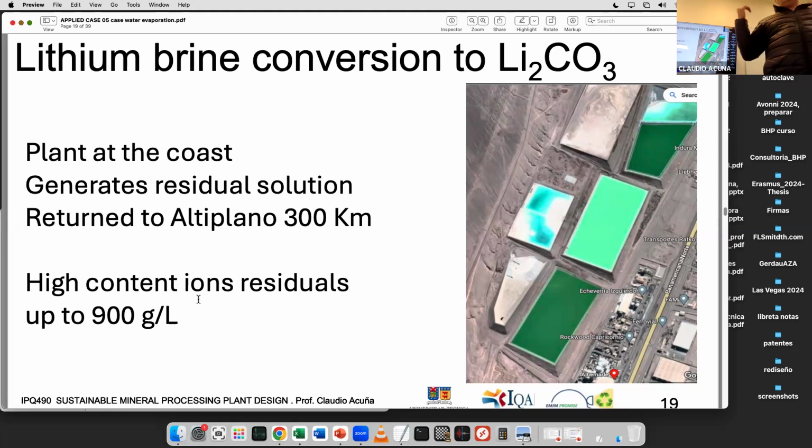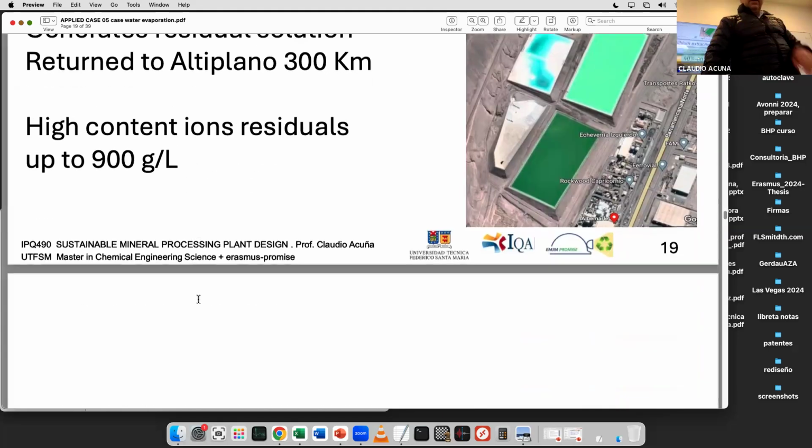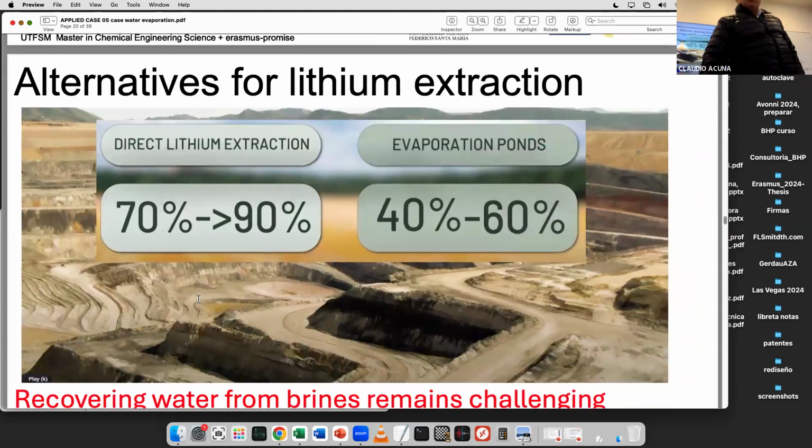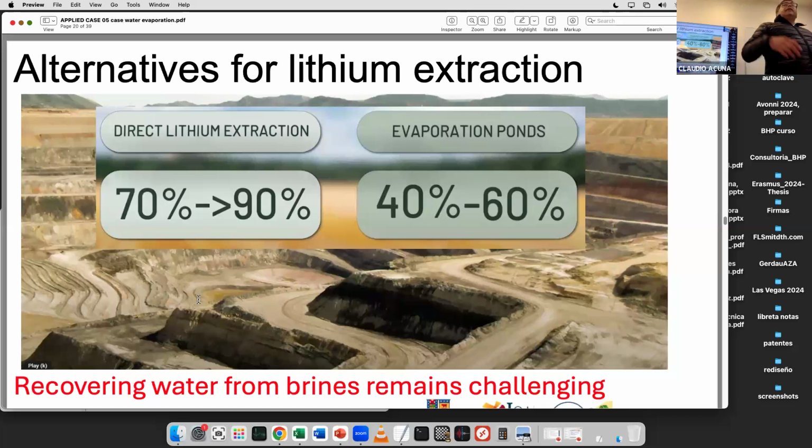In the other case, we need something. We cannot use membrane. The concentration is too high. And also, we want to recover the water. We evaporate, we want to separate, we want to recover the water. It's a very complex problem because this solution is very, very bad. Of course, evaporation ponds are not a good way to process lithium. This is completely wrong from the beginning.